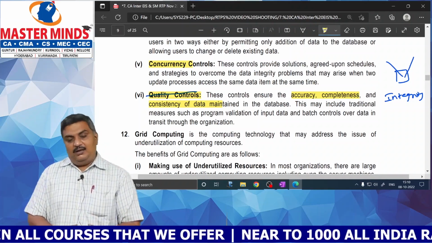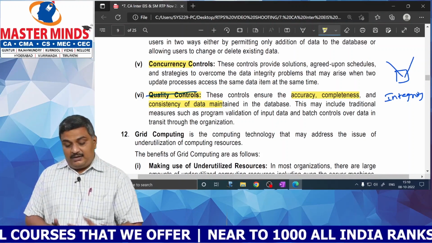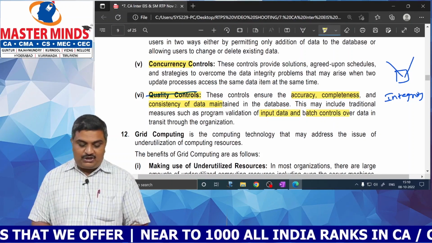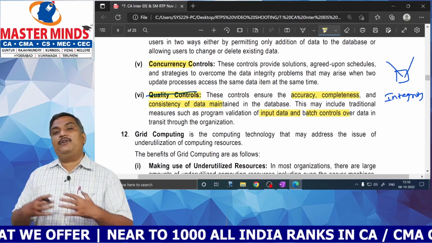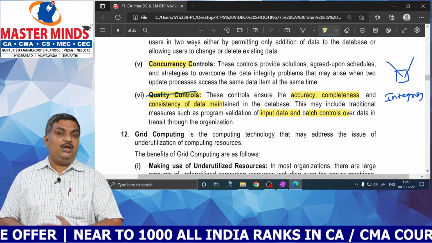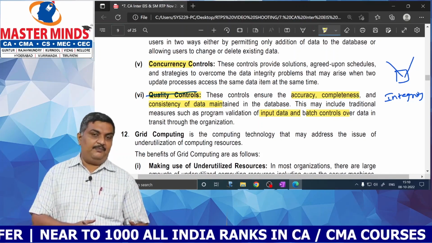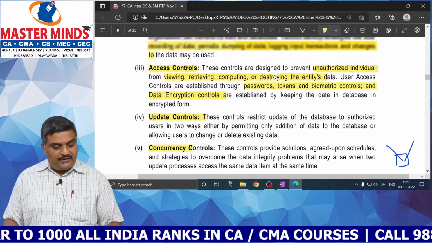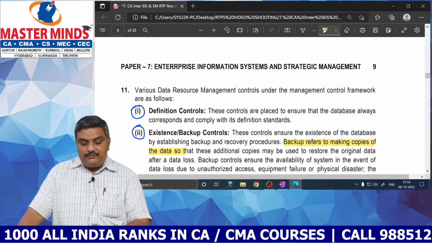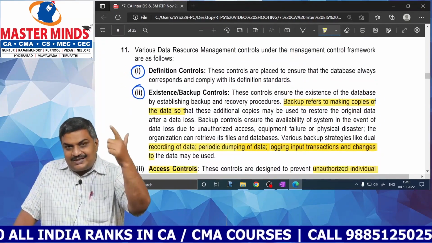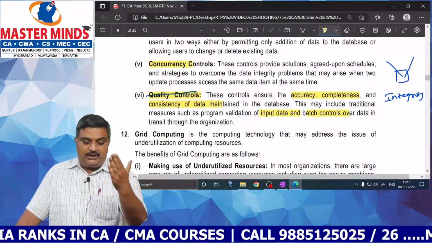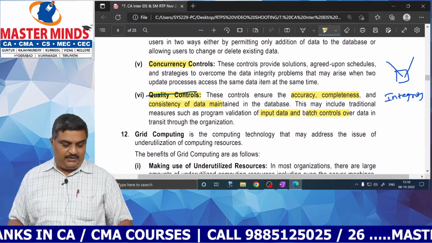And for that, what should be done? The input of your data should be done in a perfect manner. There should be perfect batch controls. By using perfect input controls and batch controls, you can get the quality of the data. And they are called quality controls. So these are all the different controls. What are the controls? Let me tell you. Definition controls, existence or backup controls, access controls, update controls, concurrency controls, and quality controls.